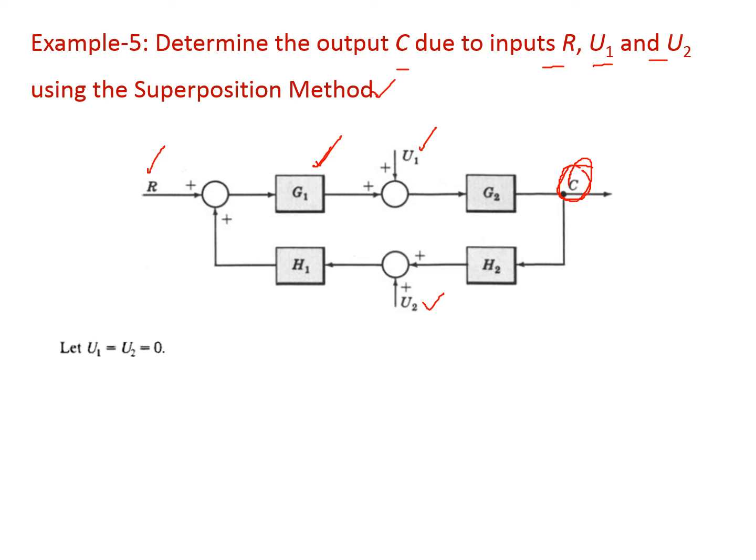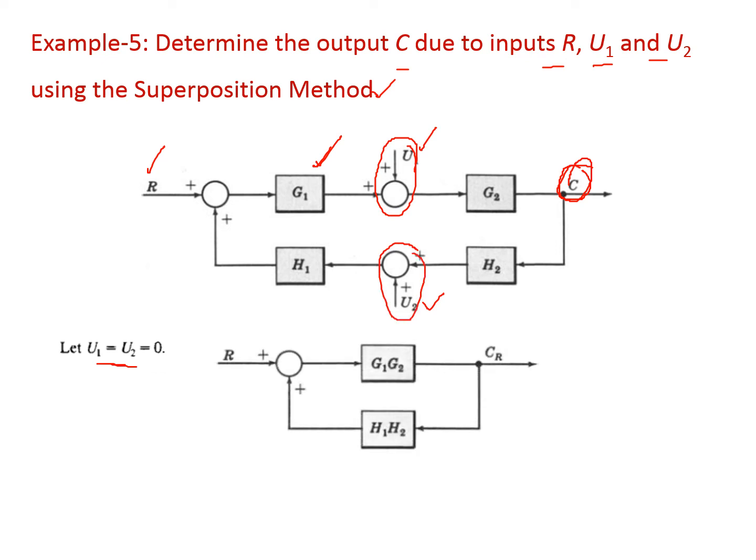U1 and U2 are 0. Let U1 and U2 be 0. We are going to consider this one and this one; these two are 0. Then the resultant block diagram is this. After neglecting these, these two blocks are connected in series and these two blocks are connected in series. So these two are replaced by a single block G1 into G2, and these two are replaced by a single block H1 into H2.